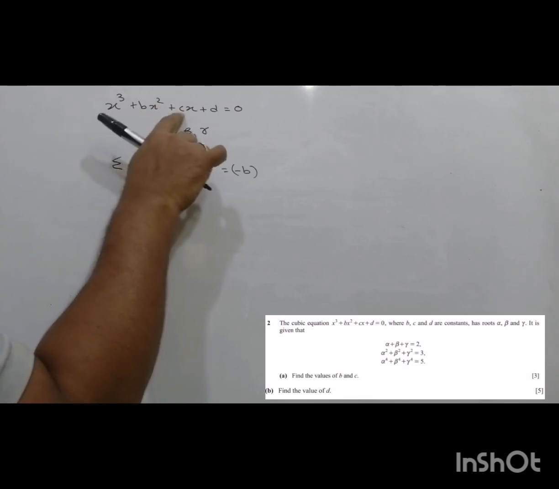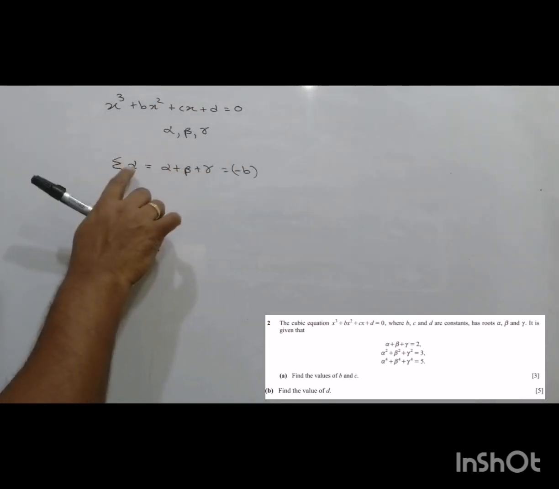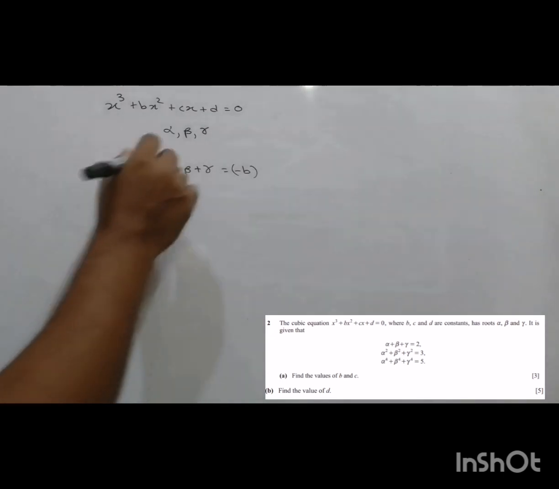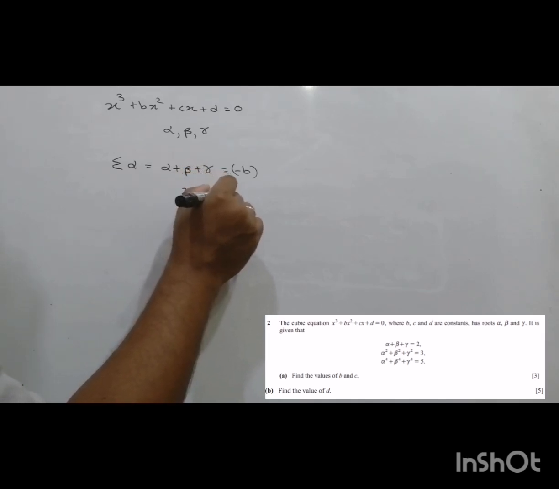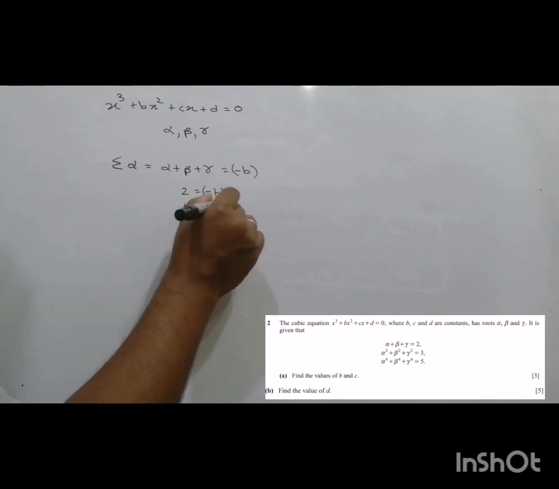Plus minus, that's how the pattern goes. Now the sum of the three roots will be 2. In this case it's going to be 2. So 2 is equal to negative b, meaning b is equal to negative 2.